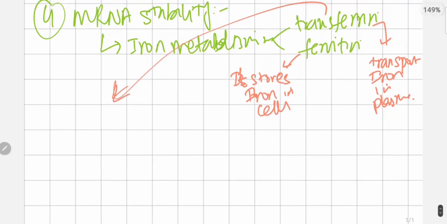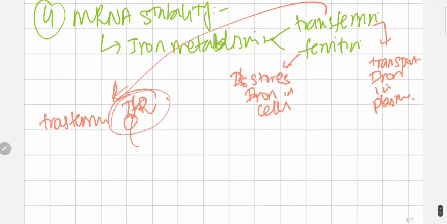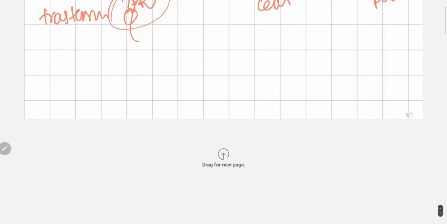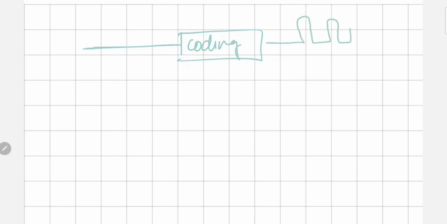First we're going to talk about transferrin. Transferrin attaches itself to a receptor called the TFR, or transferrin receptor. Now we're going to look at the expression of this receptor, not transferrin itself. The transferrin receptor is a protein, so we look at its mRNA, not DNA. I'm going to draw its mRNA. We have its coding region and its untranslated 3' end.